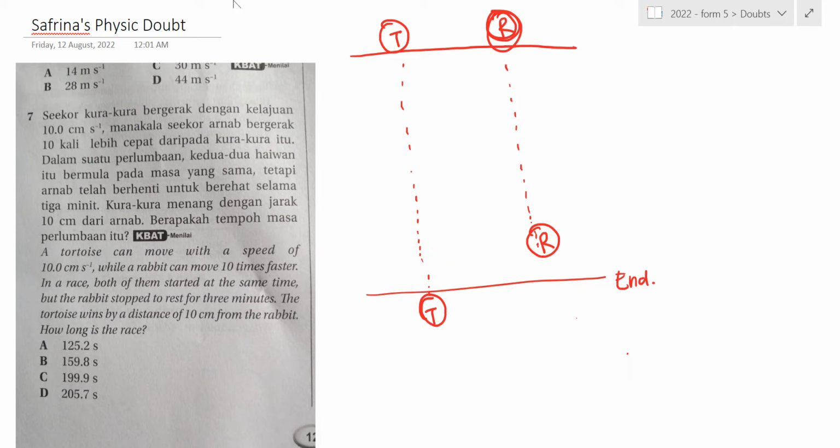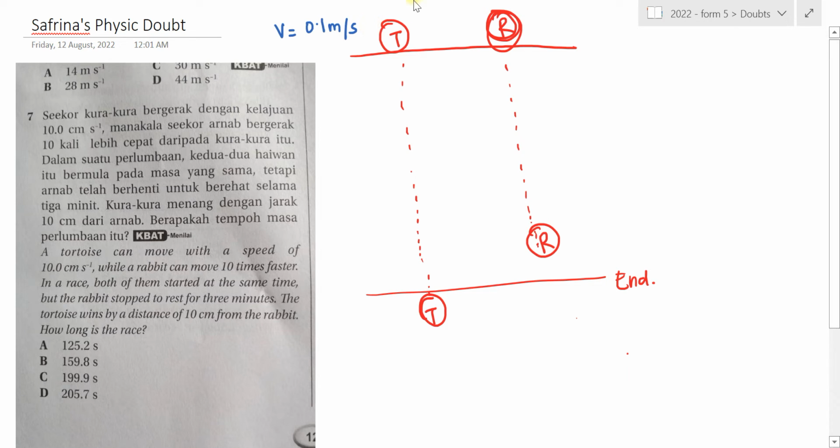We know that the tortoise speed is 10 centimeter per second. We need to change it to meter. Better change everything to the SI unit, easy for us to calculate. So 10 centimeter per second is 0.1 meter per second, the tortoise speed. That is the only thing they gave us.